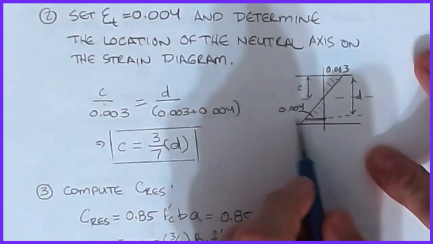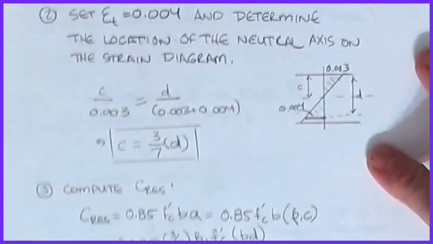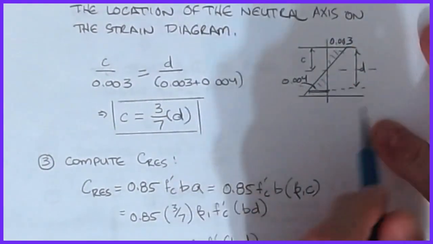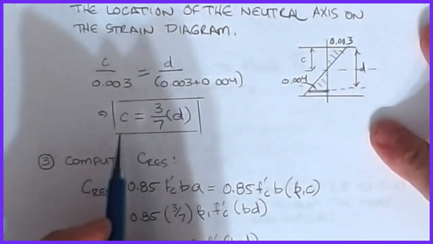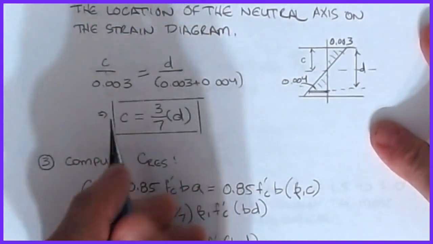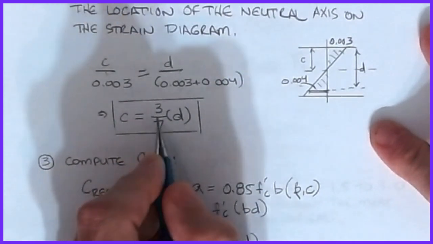We're at 0.003 here. I artificially set that at 0.004, and then I can use this proportion, the same as what we've been doing all along, to determine C based off of D. And you'll notice that with this formula, C is equal to 3/7 of D.